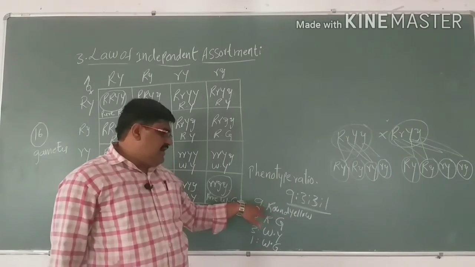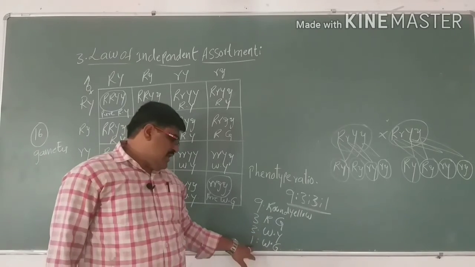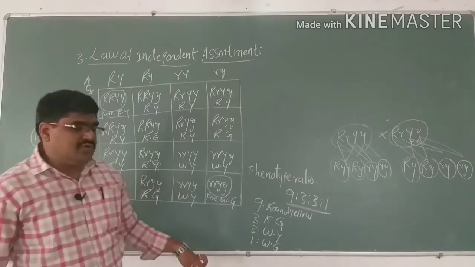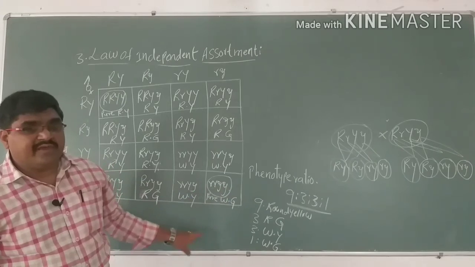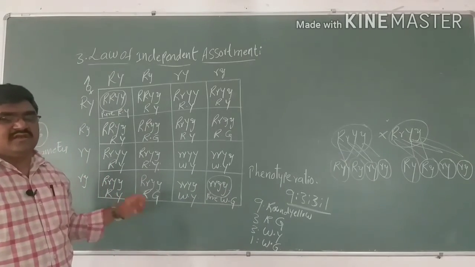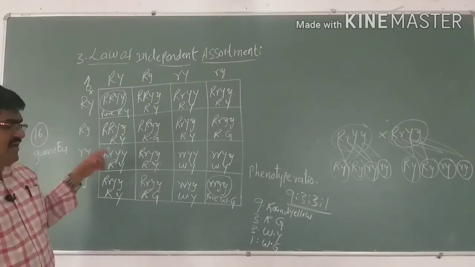So here 9 are round yellow, 3 are round green, and 3 are wrinkled yellow, and 1 is purely wrinkled and green are produced. So this is what we can call the phenotypic ratio, that is the external appearance, that is the 9:3:3:1 ratio that has taken place.